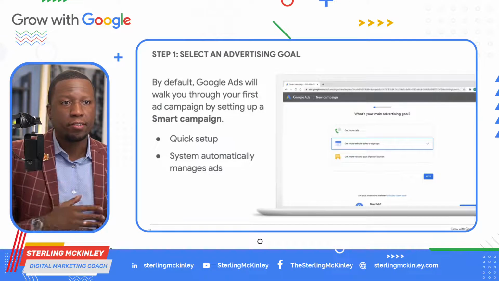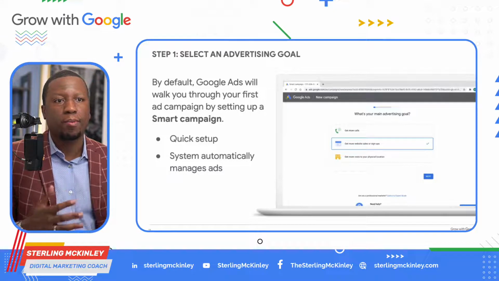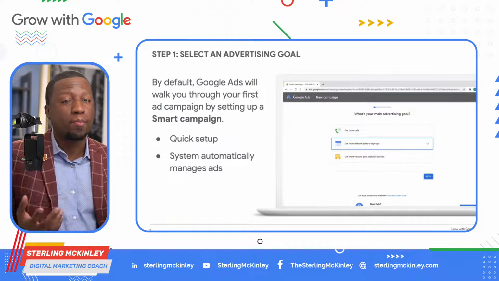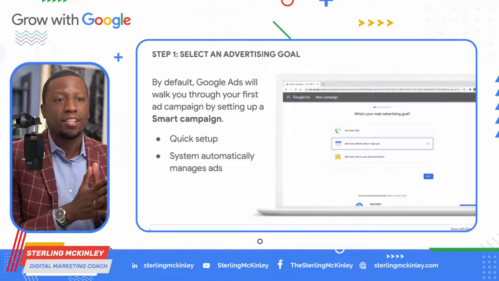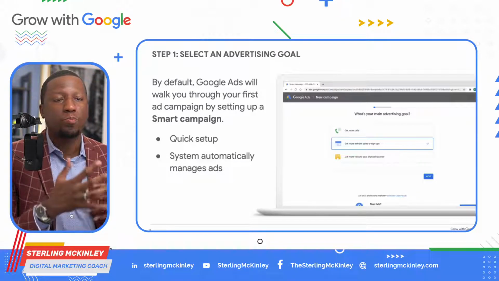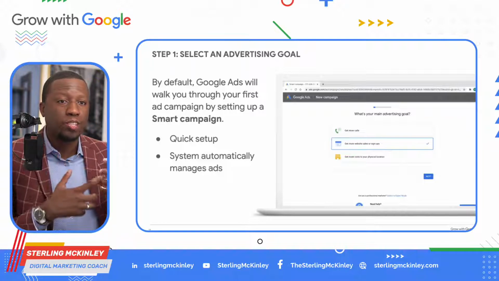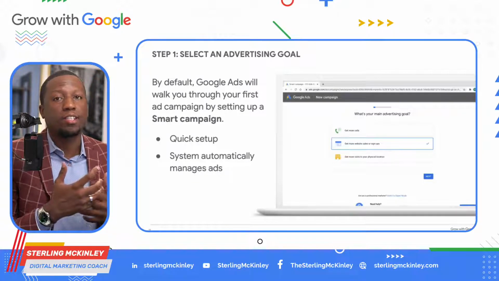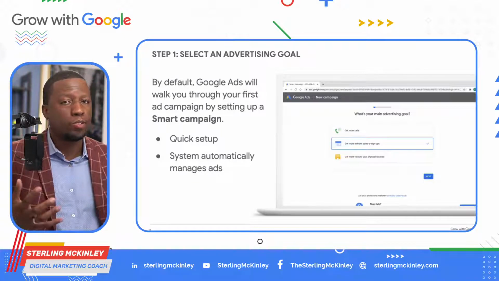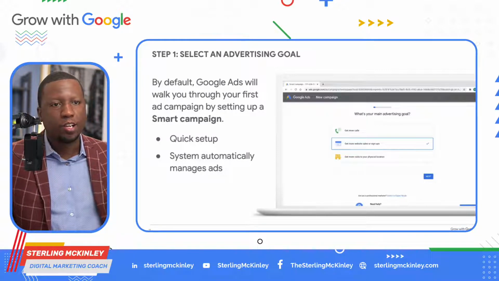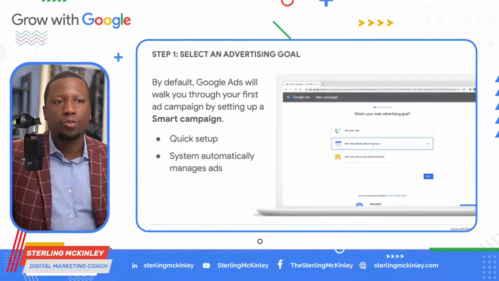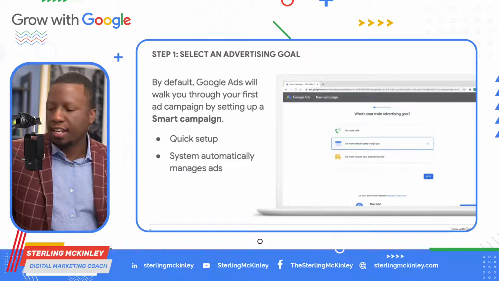By default, Google Ads will walk you through your first campaign by setting up a smart campaign. Now, this is the thing that I really like. Google is making it so easy for you. They have this thing called smart campaigns now, where Google will really lead you through the process. It'll recommend things based on your industry that are going to work for your business. So this is a very quick setup and it allows you to automatically manage any ads you create.